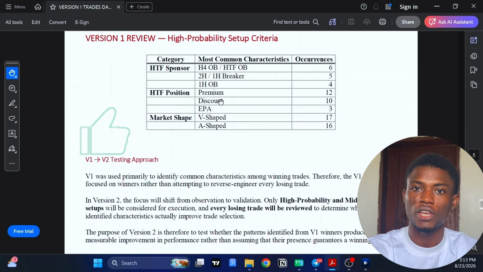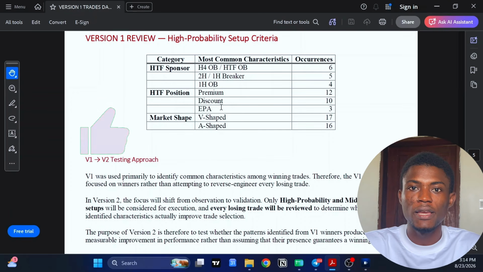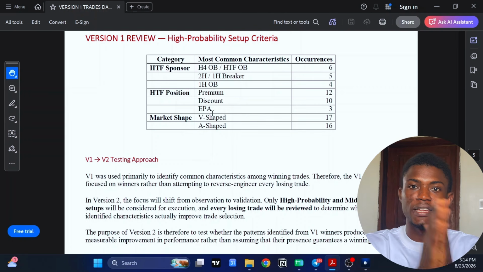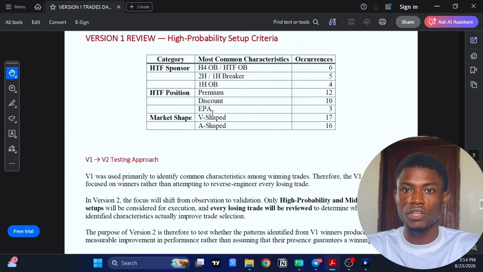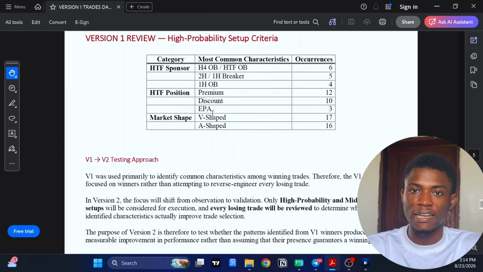Then for the market shape, some time ago I watched a video on his trading system, and it said high probability setups are V shape and A shape in the stop hunt area and then in the inducement area. I didn't take that into consideration in my version 1 testing, but once I analyzed all my winners, almost everything has this V shape and A shape. V shape would be for buyers, and A shape would be for sellers.